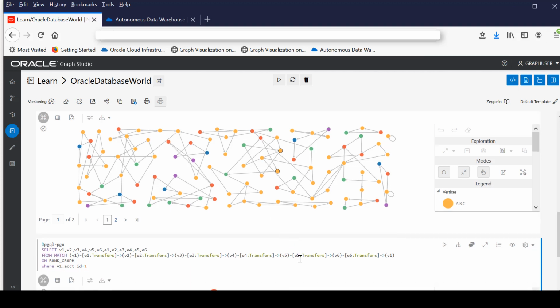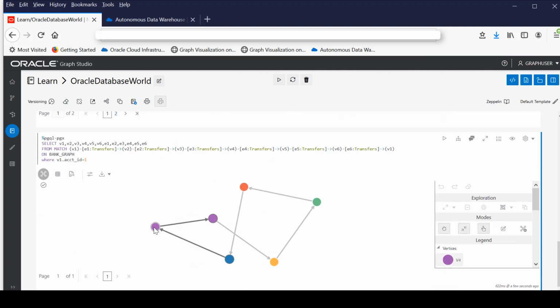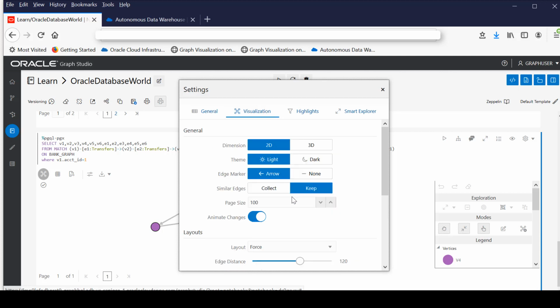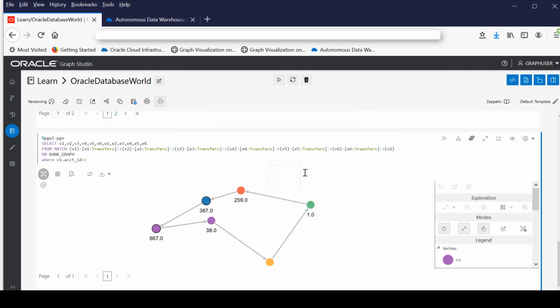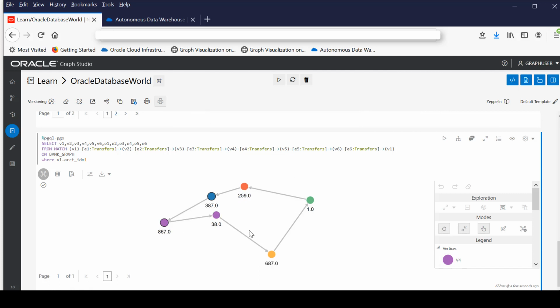Is there a 6-hop cycle that starts with vertex 1, goes through a bunch of other vertices, and comes back to 1? So let's once again visualize the account ID information as well. You can see you start with 1, it goes to 259, 387, and then moves back to 1.